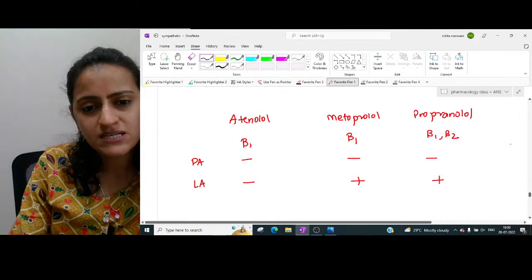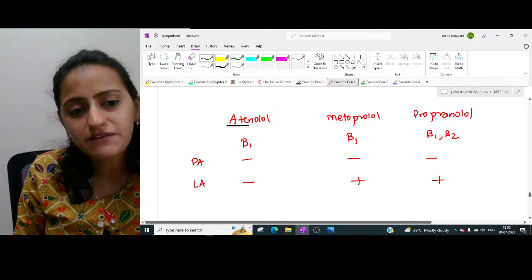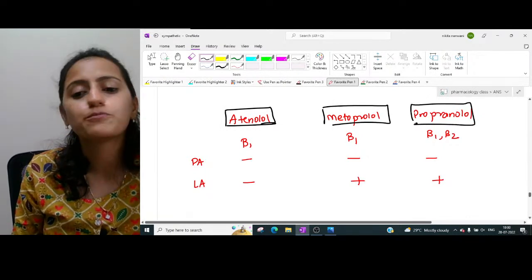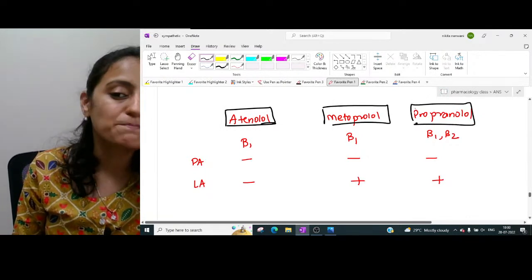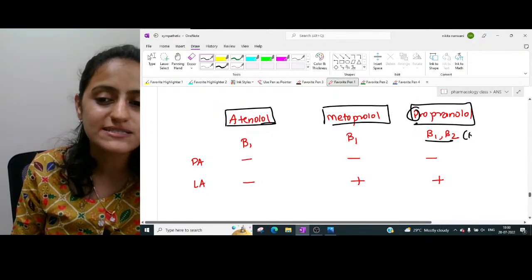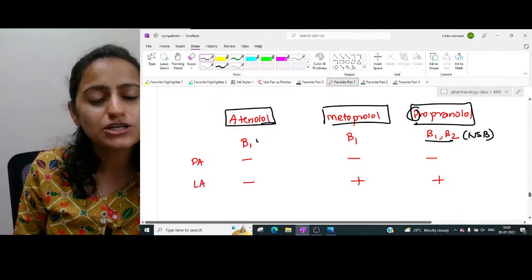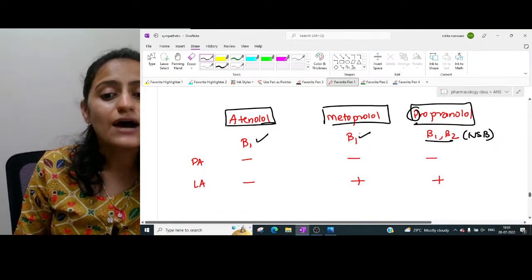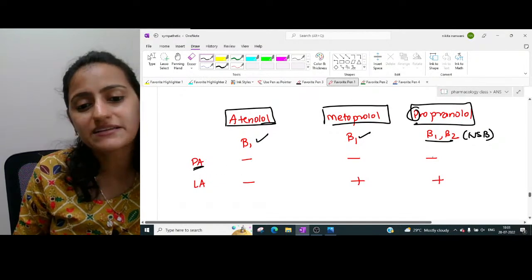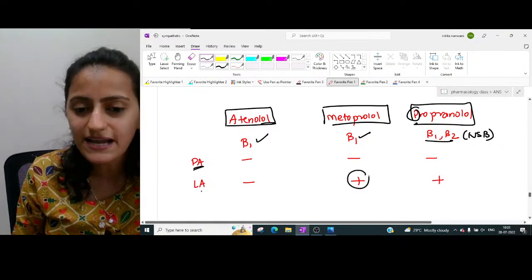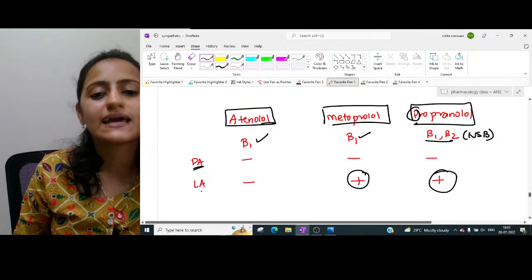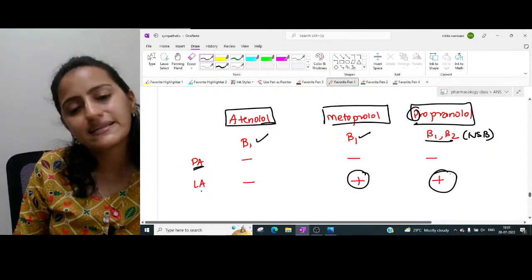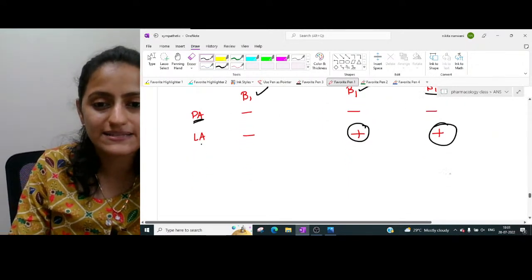What is the difference between atenolol, metoprolol and propranolol? Propranolol, P after M, is a non-selective beta blocker. Atenolol is beta 1 selective, metoprolol is beta 1 selective. Out of these, which has partial agonist activity? None. Which has local anesthetic action? Me too, pro at giving LA. So metoprolol and propranolol have both. They both have local anesthetic action.